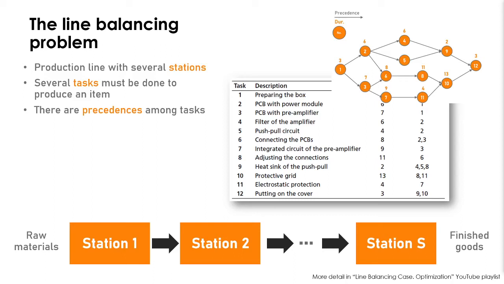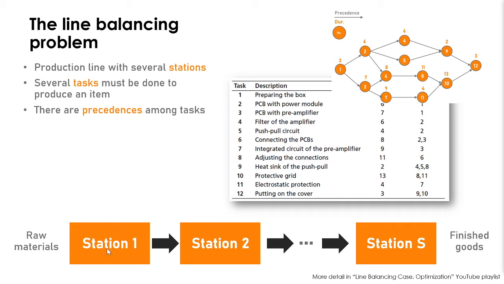The problem Chyp has is to redesign their production line because they're going to launch a new product. They manufacture amplifiers, they assemble them, starting from raw materials and obtaining at the very end of the production line amplifiers. This is finished goods.